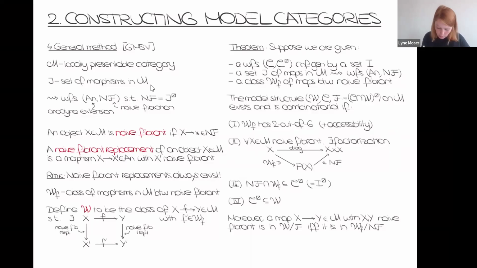Okay, and so the last thing I wanted to say about this model structure is that we didn't build just any model structure. We built one where between fibrant objects, it's really happening whatever we wanted it to happen. Namely, if I have a map between naive fibrant objects, then it's going to be a weak equivalence or fibration if it's in this class WF or a naive fibration. So this is really what we wanted to happen between fibrant objects.